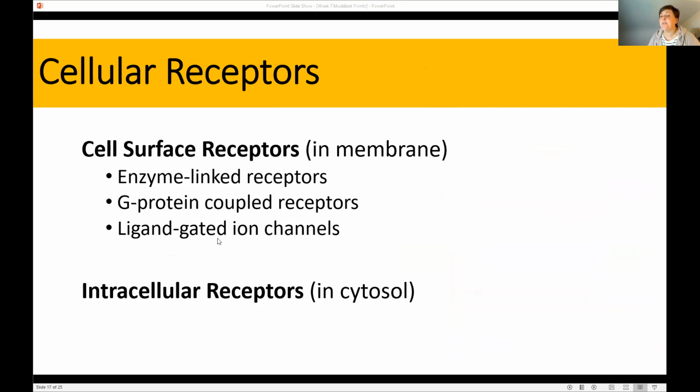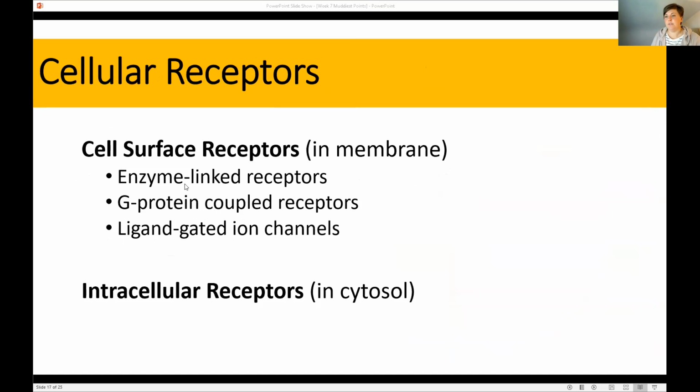Okay, so again, those are our three different types of cell surface receptors. Meaning if they're in the cell surface, that means they're in the plasma membrane. Enzyme-linked receptors mean that when a ligand binds a receptor, that receptor essentially functions as an enzyme to perform a chemical reaction. We talk about protein kinases, a really important type of enzyme-linked receptor that, when they receive a signal, phosphorylate a protein.